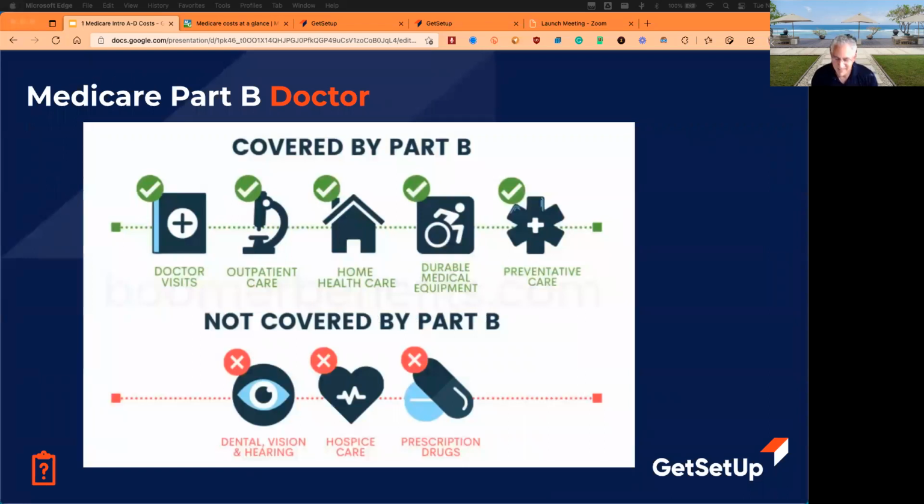All right. Part B covers doctor's visits, outpatient care, home health care, durable medical equipment like oxygen and beds, and preventative care. It does not cover dental, hearing aids, hospice care, and prescription drugs. Those are things that you can purchase through the Part C plan, which we'll talk about in a minute.